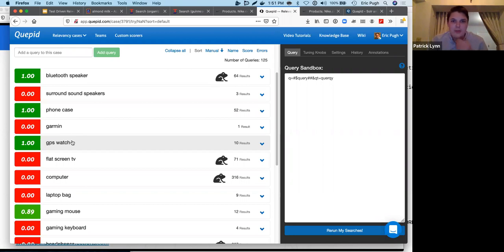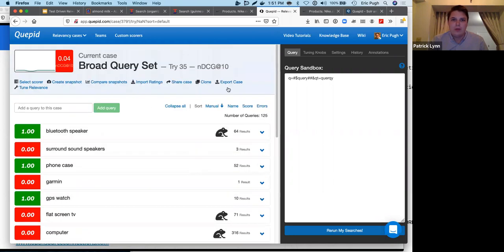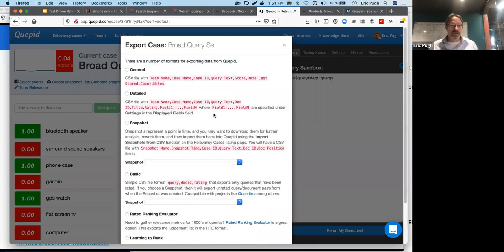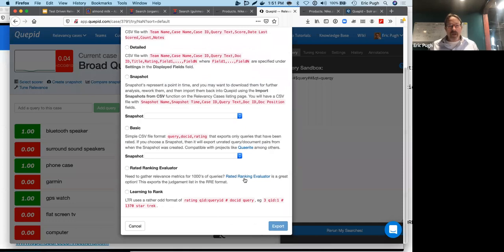Leo's asked, is there any way to export the ranking set on Quepid so it can be imported? Yeah, so actually that's been a big thing we've added in the last 6 months. There are a bunch of different ways of exporting them. If you're doing thousands, Quepid works well for a couple hundred queries, but it's all running in your browser. If you want to do thousands and thousands of queries, there's another open source tool called Rated Ranking Evaluator. And so we're actually supporting multiple formats.